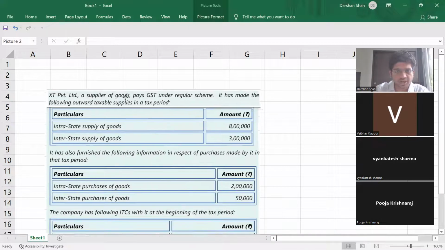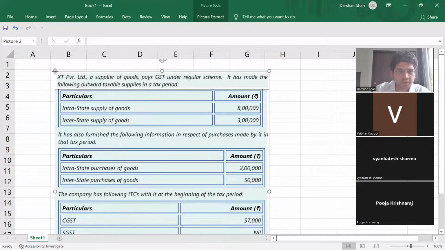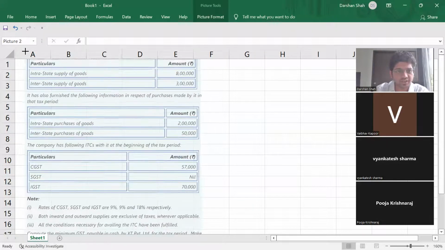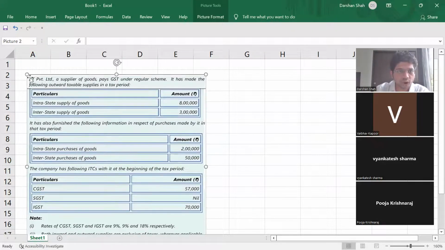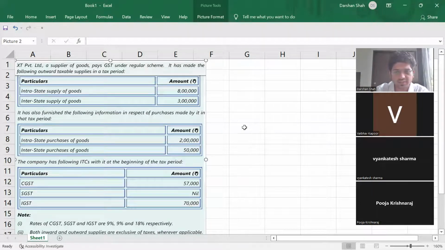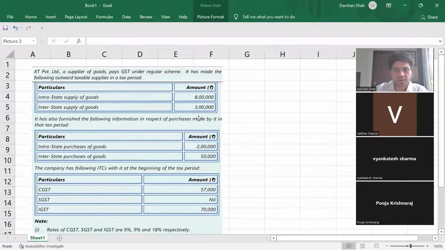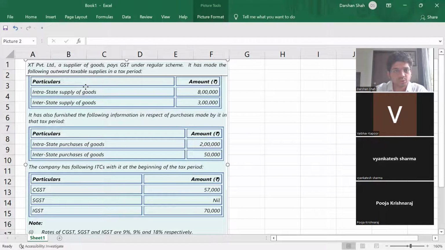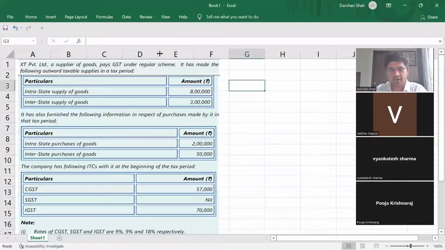So today we'll understand how to actually claim ITC through the electronic credit ledger and electronic cash ledger. Okay. So we know how much ITC to claim, what the eligible ITC is, that we have learned. But now let us understand, if the electronic credit ledger is given, how to claim ITC from that. Okay, we'll do that first today.